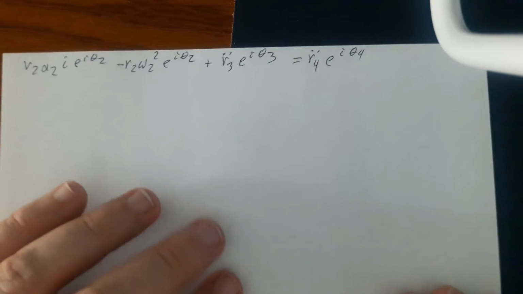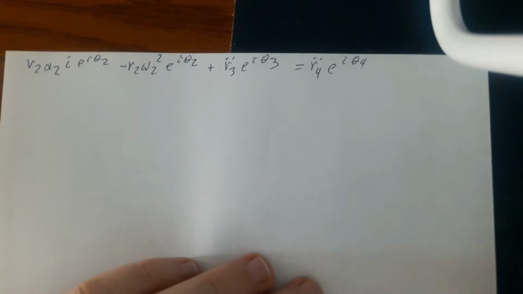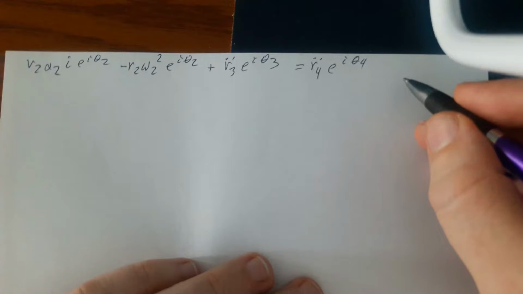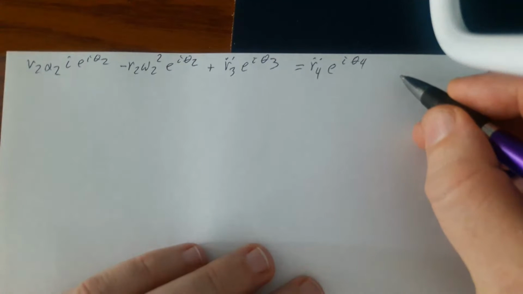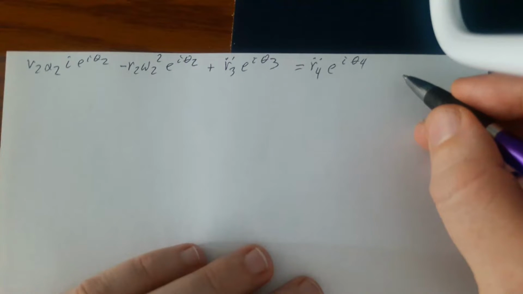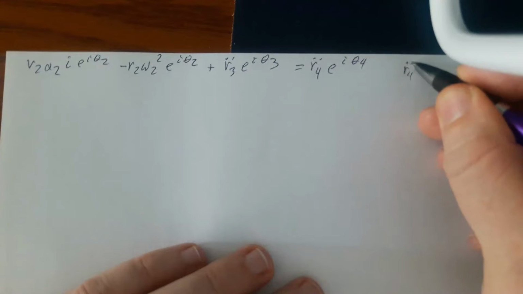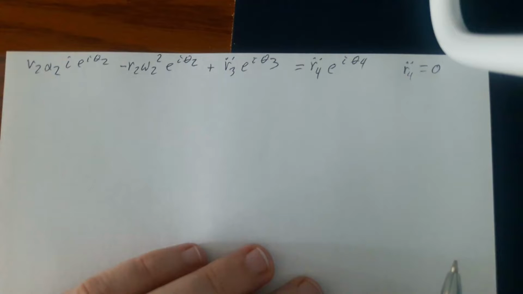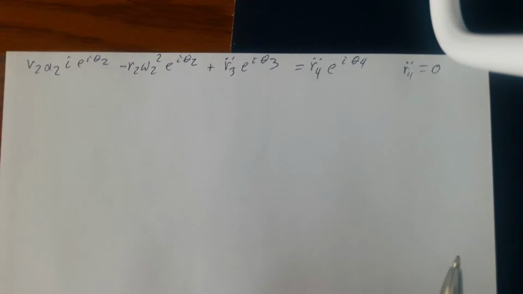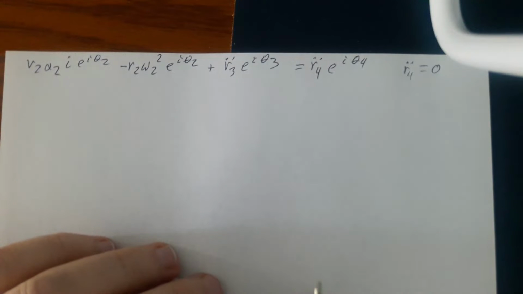For this video, we're going to show how to solve the acceleration equations for problem 4 on the take-home on the sample test. We were told that the input velocity was constant, and so we know that R4 double dot is equal to 0. Now, just because R4 double dot is equal to 0, that does not mean that R3 double dot is equal to 0 or that alpha 2 is equal to 0, and we'll see why in just a moment.